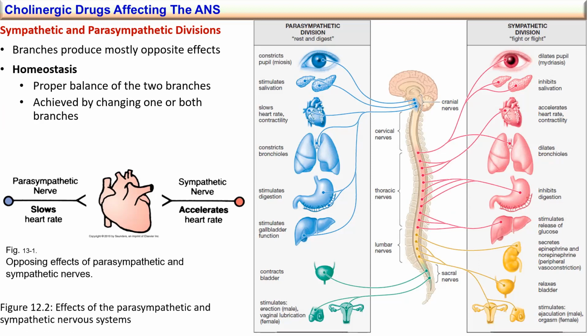So the branches do not always produce the opposite effect. We said it's a dichotomy, in which sympathetic is exactly the opposite to the parasympathetic. I said for the most part, because the branches do not always produce opposite effects. For example, the sweat glands are controlled only by the sympathetic nerves.